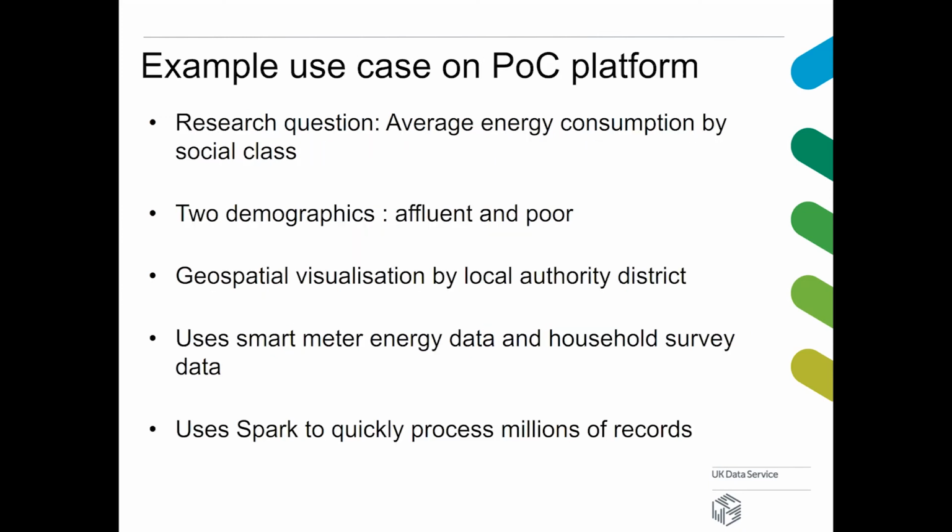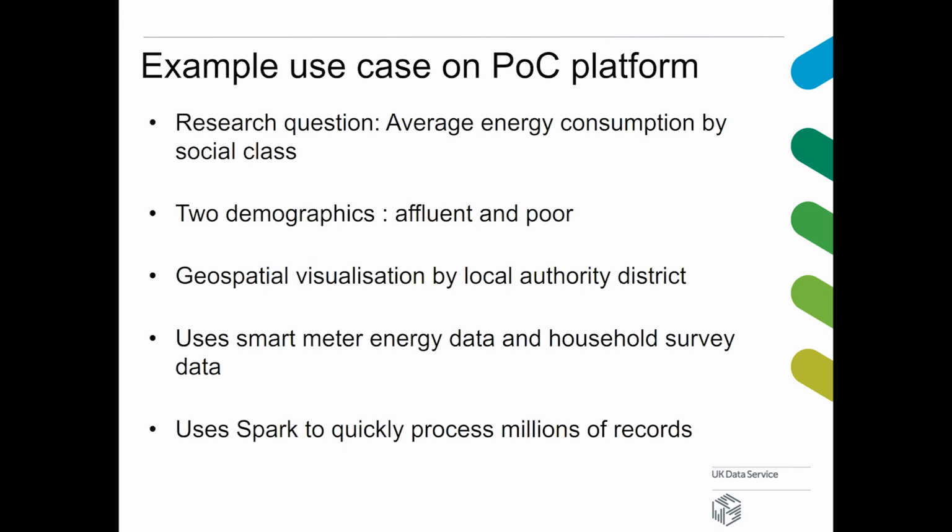So as an example use case that we've already worked on in the proof of concept platform, a typical research question from an energy researcher might be, can I show average energy consumption by social class? Now this by definition is a cross-domain research question, because you're looking at socioeconomic variables here, and you're also looking at energy data variables, and you'd want to look at two demographics. So you want to see a geospatial visualization of that information as well.